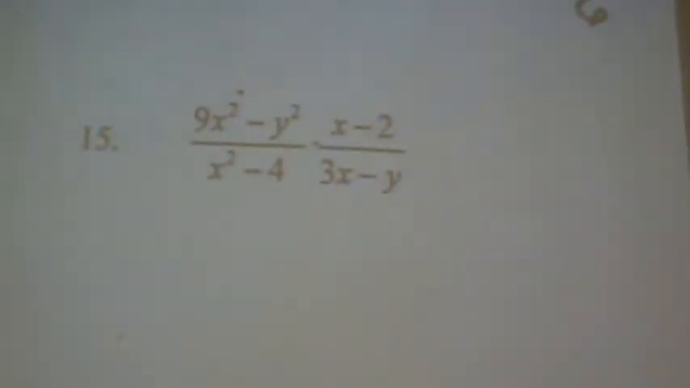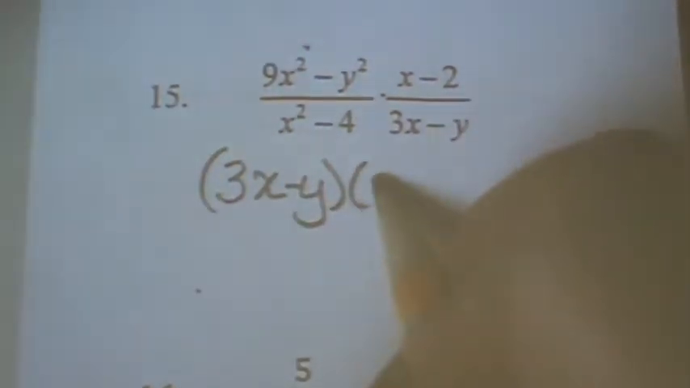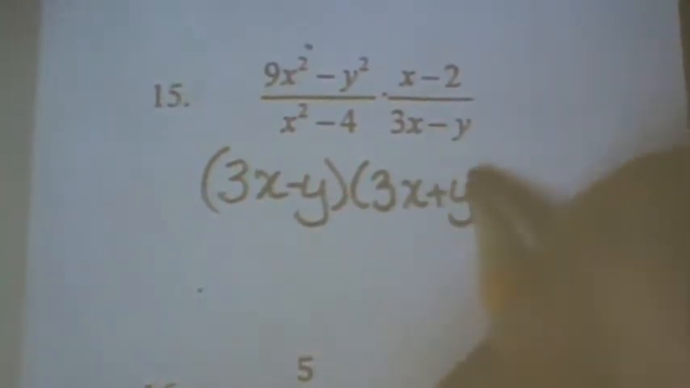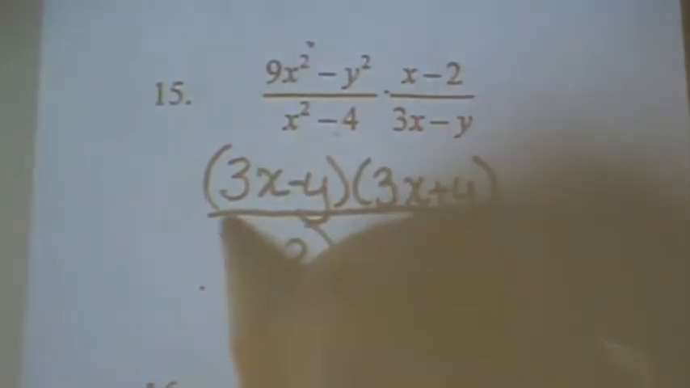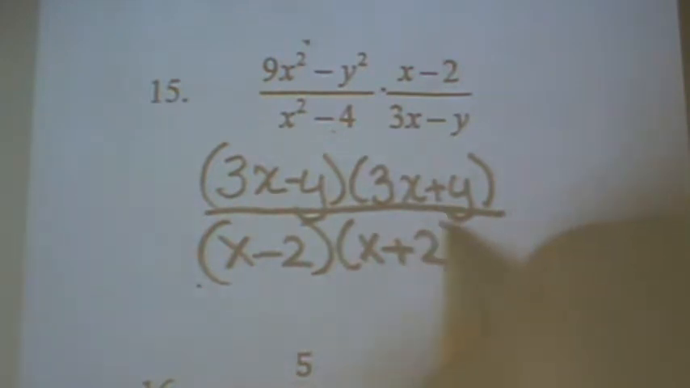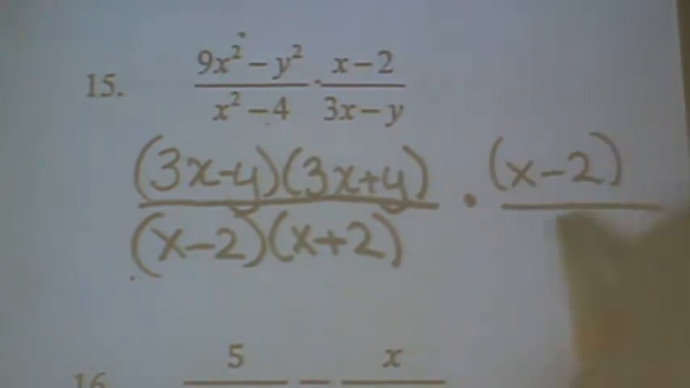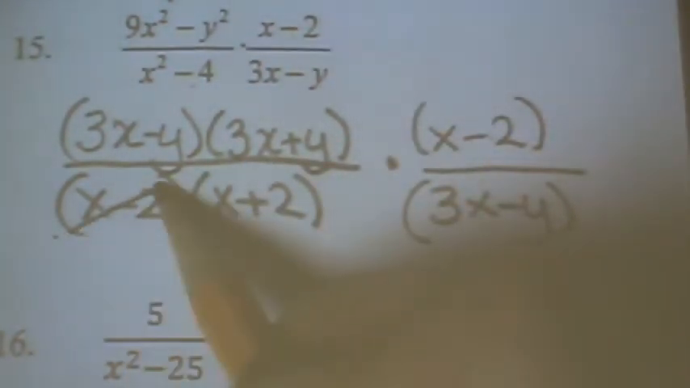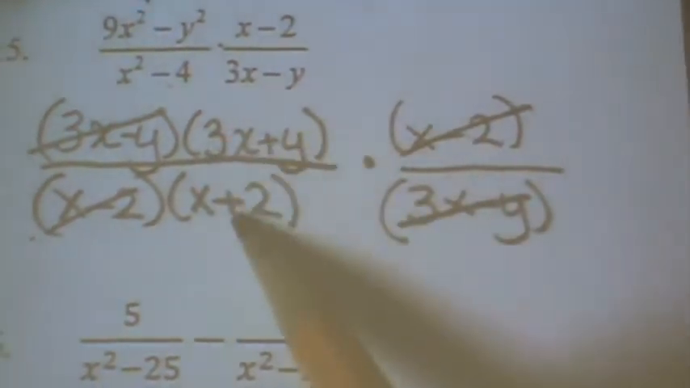Number 15. We are multiplying. This is the difference of 2 perfect squares. We get 3x minus y times 3x plus y. This bottom is the difference of 2 perfect squares, just x minus 2. And then we have 3x minus y. So what cancels? One of each of those, one of each of these. And what's left is 3x plus y over x plus 2.